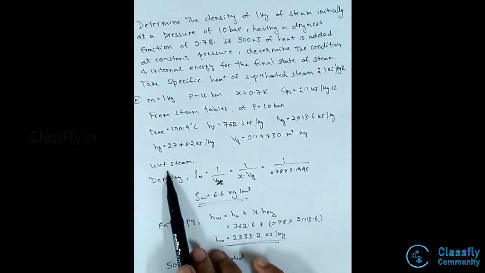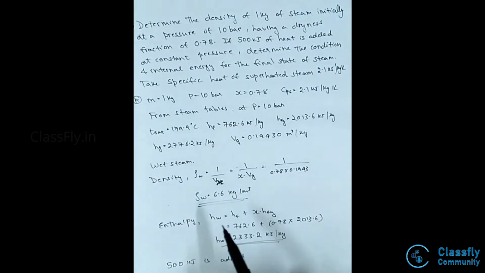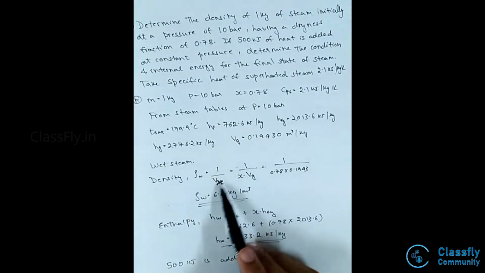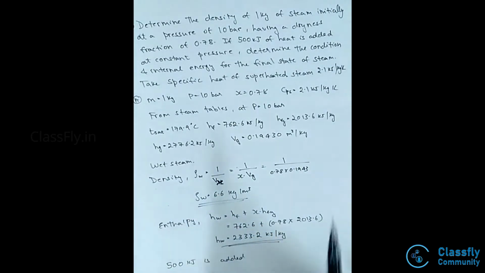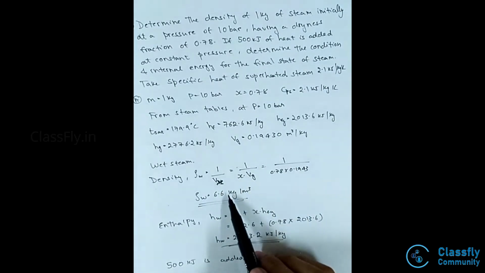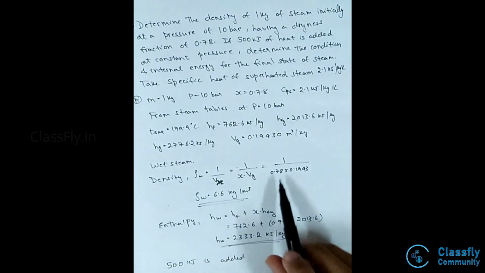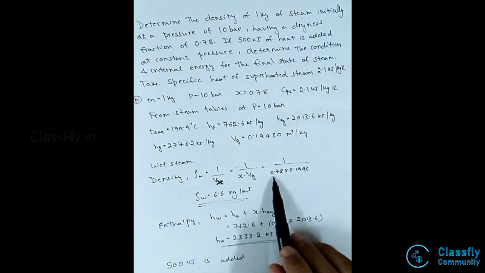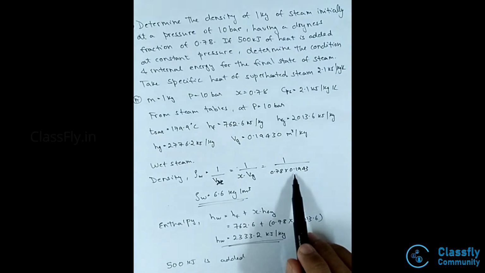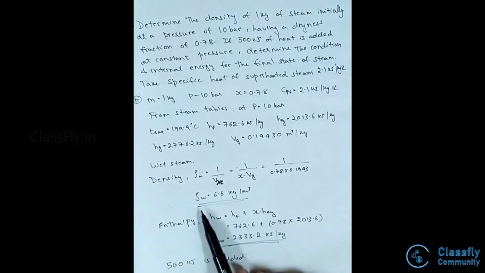Now, initially the steam is wet. The formula for the density of the wet steam is given as 1 by the specific volume of the wet steam. The specific volume of wet steam is given as x into Vg. Hence, the density will be equal to 1 by x into Vg. Substituting the values, we have 1 divided by 0.78 into 0.1943. On solving this, we get the density of wet steam to be 6.6 kg per meter cube.